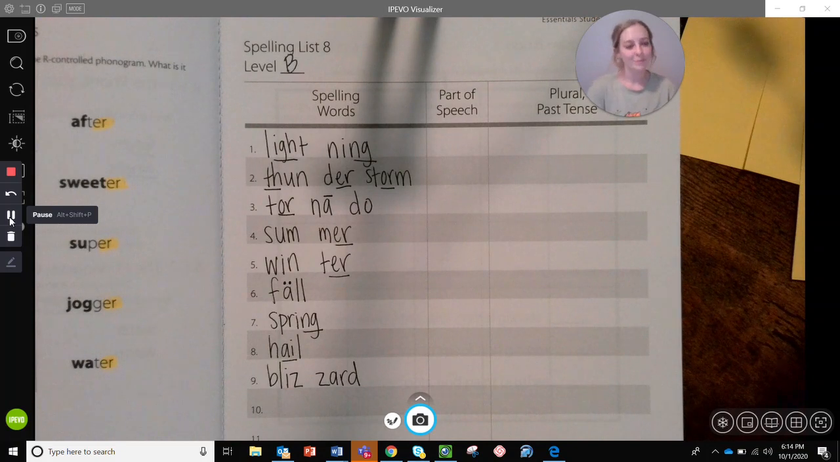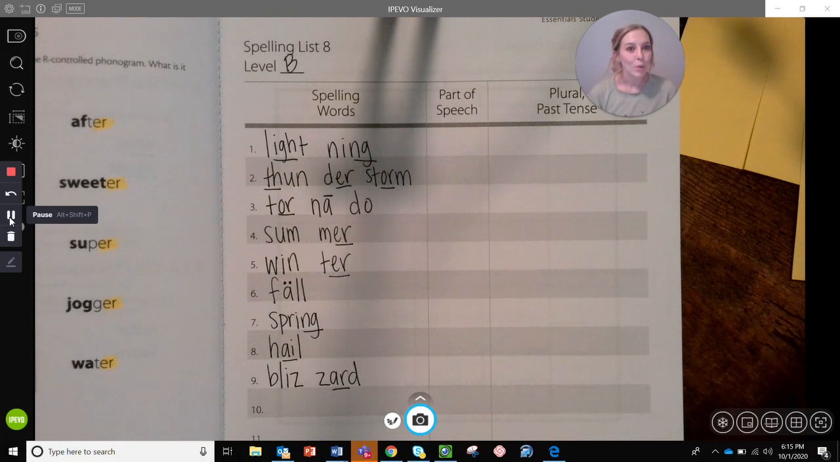Blizzard. Let's underline that phonogram that's being a little lazy. Lazy, lazy, lazy. Good. Remember that AR and OR may say their schwa sound in an unstressed syllable. Good job. Number 10. This is a big word.